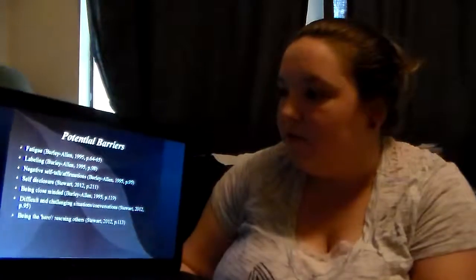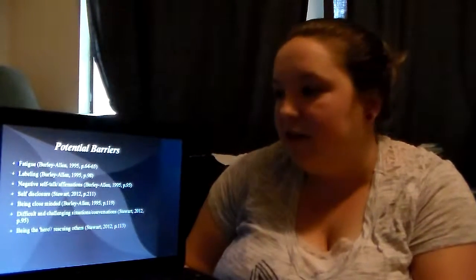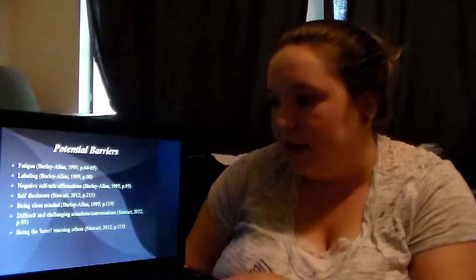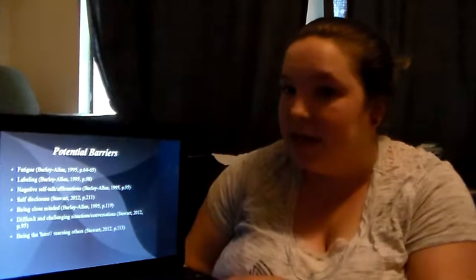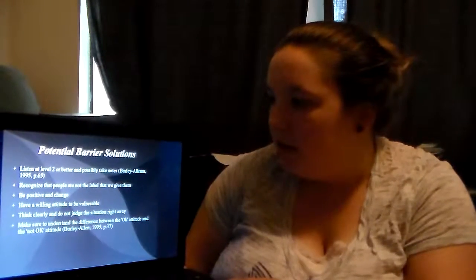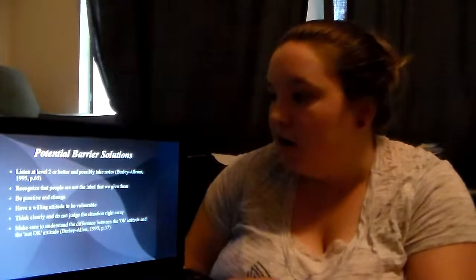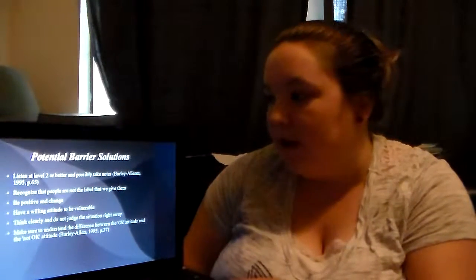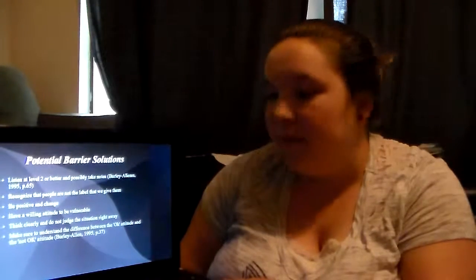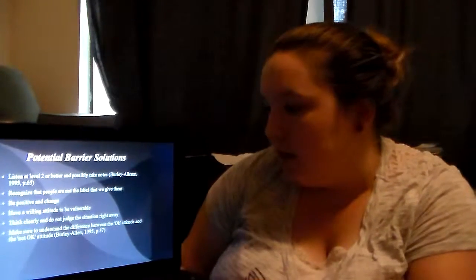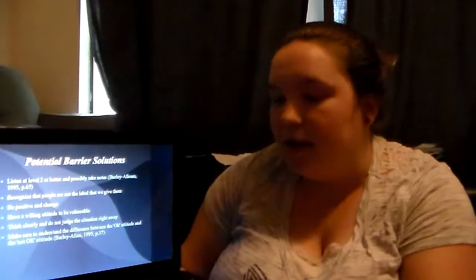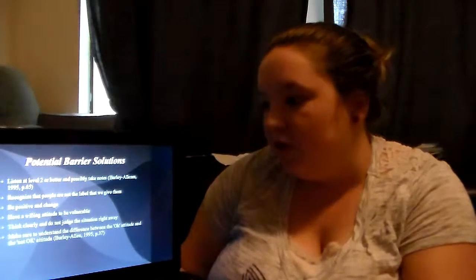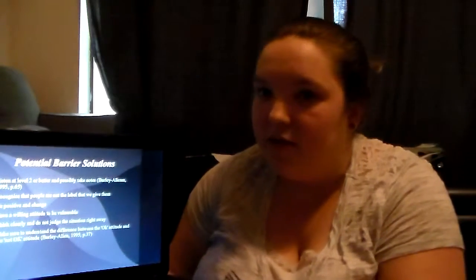Potential barriers include fatigue, labeling, negative self-talk, self-disclosure, being closed-minded, difficult and challenging situations, and being the hero. These solutions are listen at a level 2 or better and possibly take notes. Recognize that people are not the label they were given. Be positive and change. Have a willing attitude to be vulnerable. Make sure you understand the okay attitude and the difference between the not okay attitude.